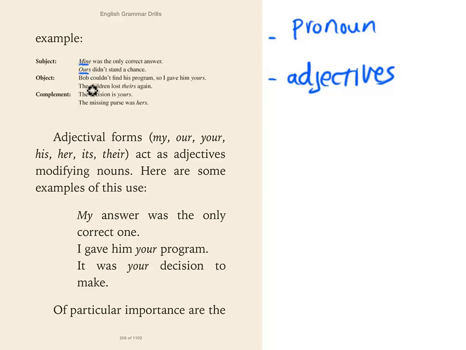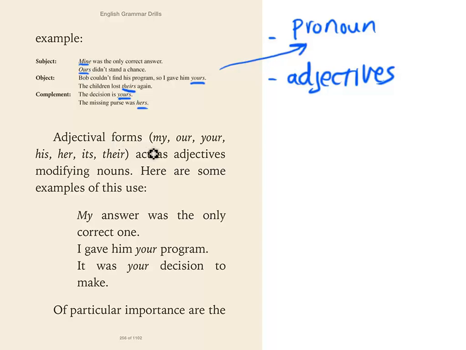Object: Bob couldn't find his program, so I gave him yours. That stands on its own. Yours is a pronoun. There's nothing else that's needed there. The children lost theirs again. Once again, there's nothing else; it stands on its own. And you can see that these are what we call pronominal, okay? They act as true pronouns, and those are the possessives. Now let's take a look at the difference here.